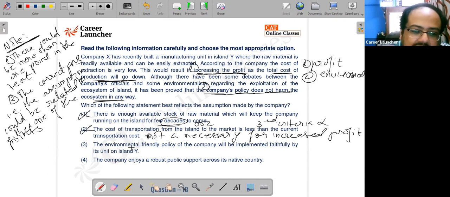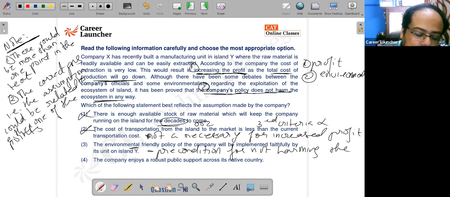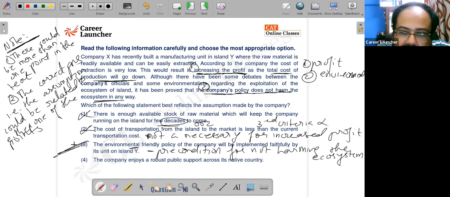Third option talks about environmental policy. So now we are talking about the second point. It says the environmental friendly policy of the company will be implemented faithfully by its unit on island Y. This is a precondition for not harming the ecosystem. Please note this. This is a valid precondition. This is the answer. Option 3 is the answer. This is a valid condition.